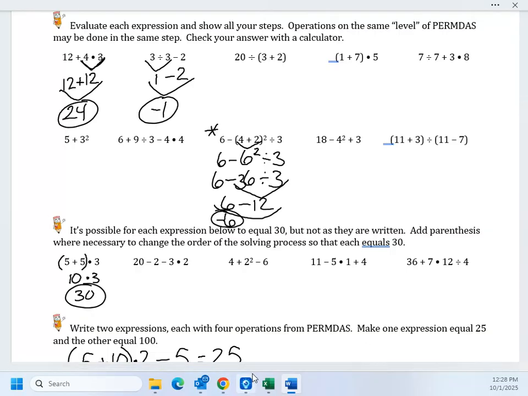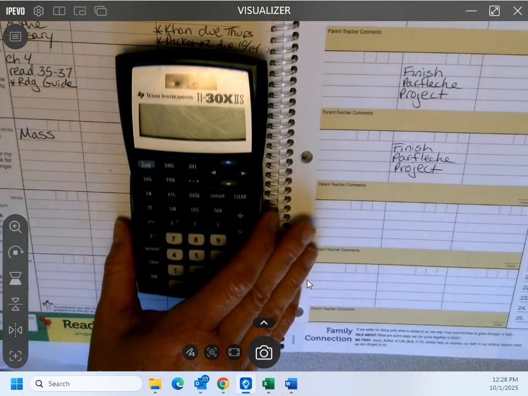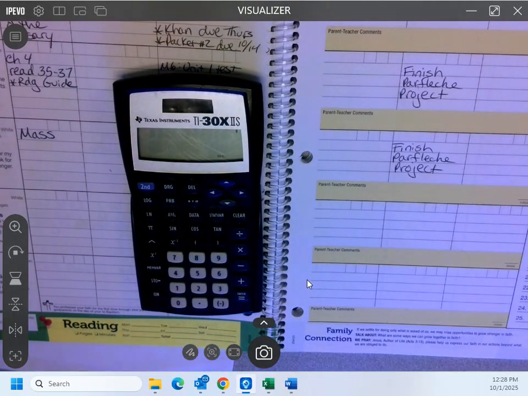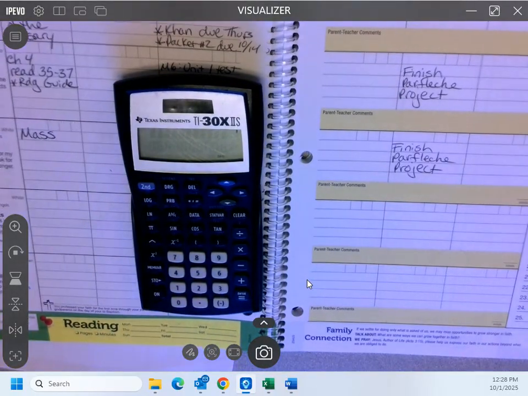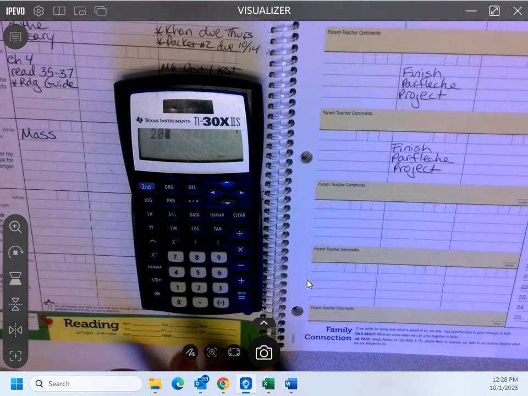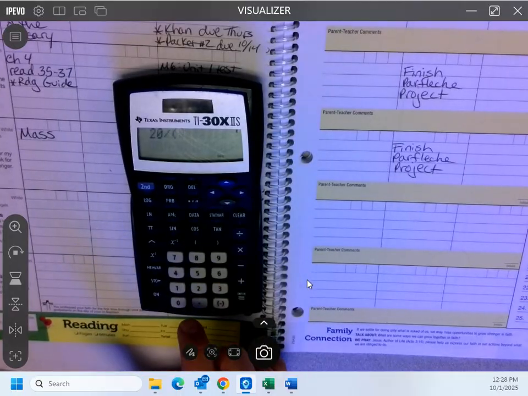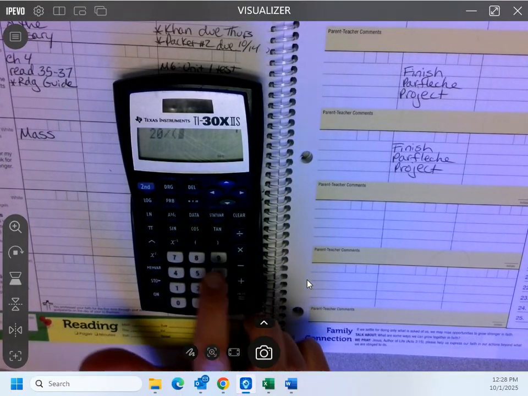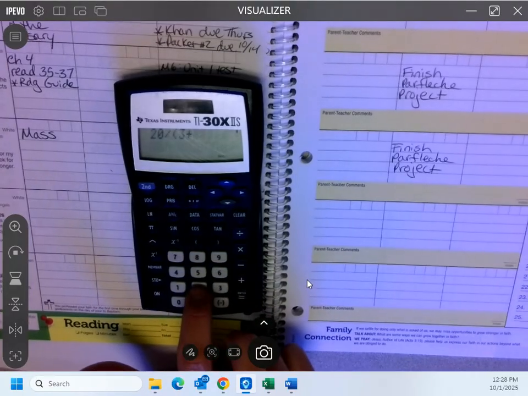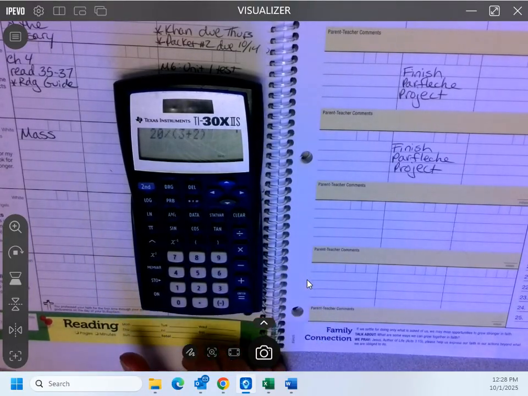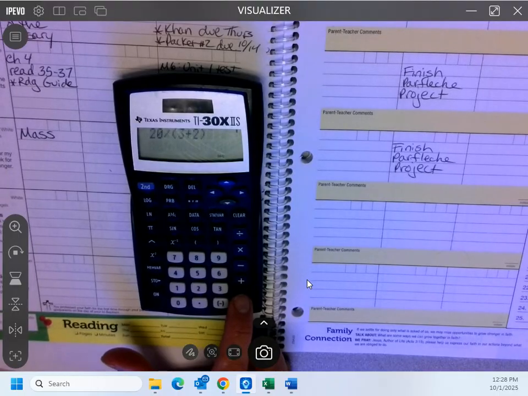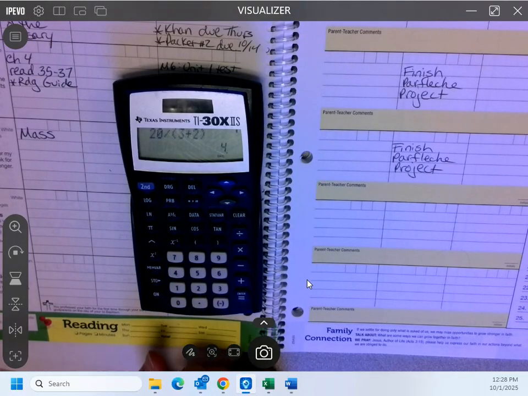Okay. So let's look at that calculator. Our first one with parentheses. We have 20 divided by parentheses 3 plus 2 parentheses. So use that parentheses. It's super important that you put those parentheses in so your calculator knows the order of operations that it's supposed to follow. Because if I put the parentheses in, I get a 4.